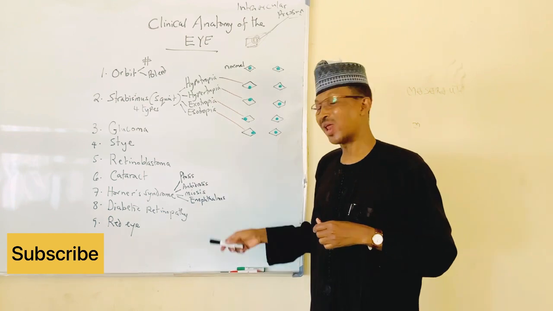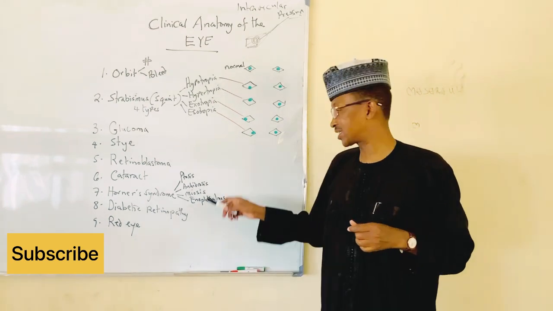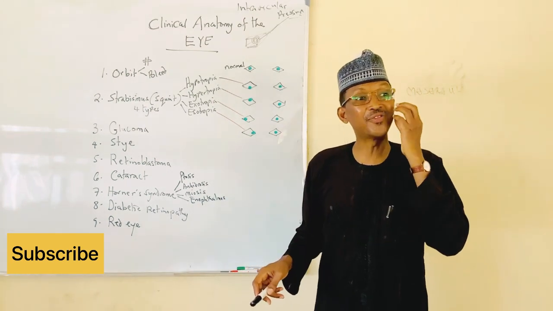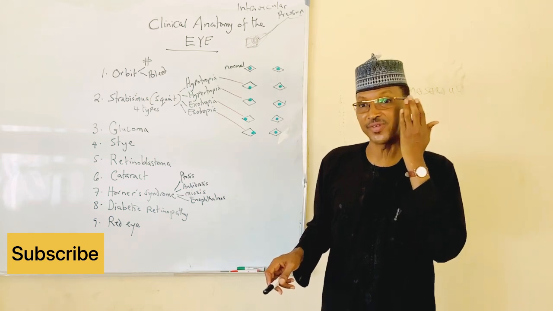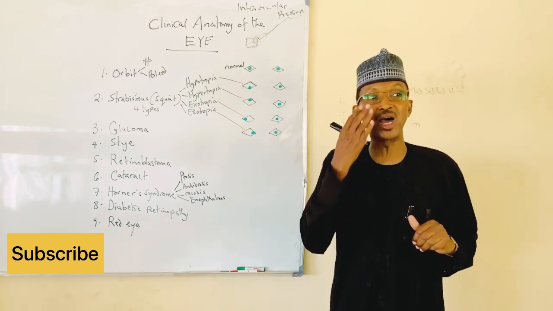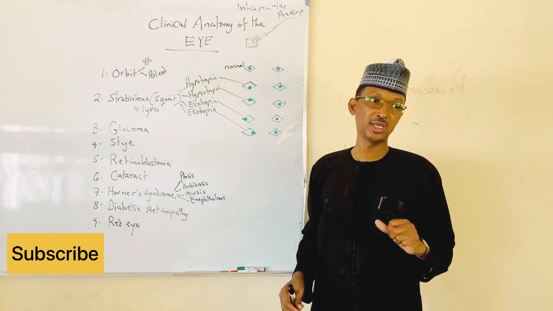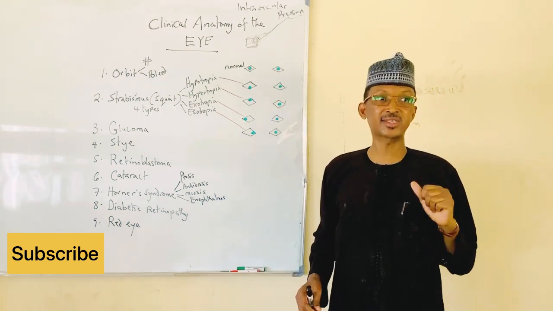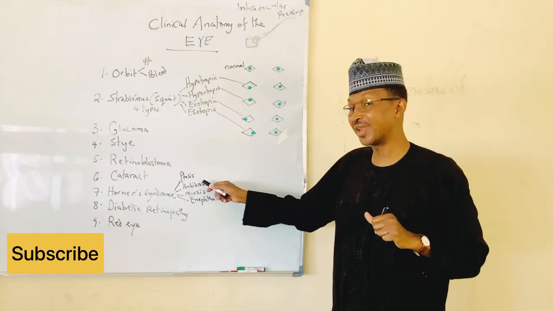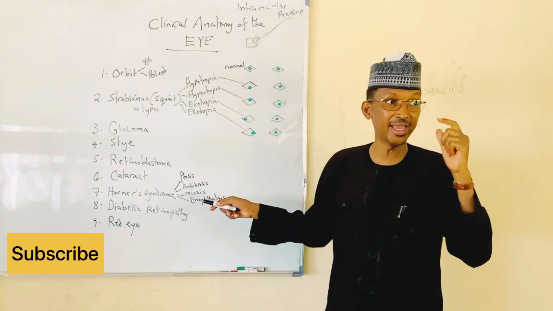There's also what we call anhidrosis. That anhidrosis is dry face. One side of the affected face is going to be dry. The other side of the face, you will sweat. On the affected side there will be no sweat, because the sympathetic nerve of that side is affected. So we have anhidrosis, dry face.